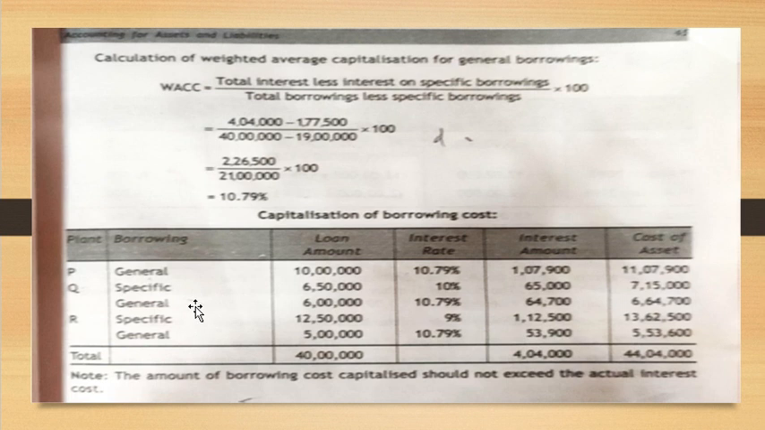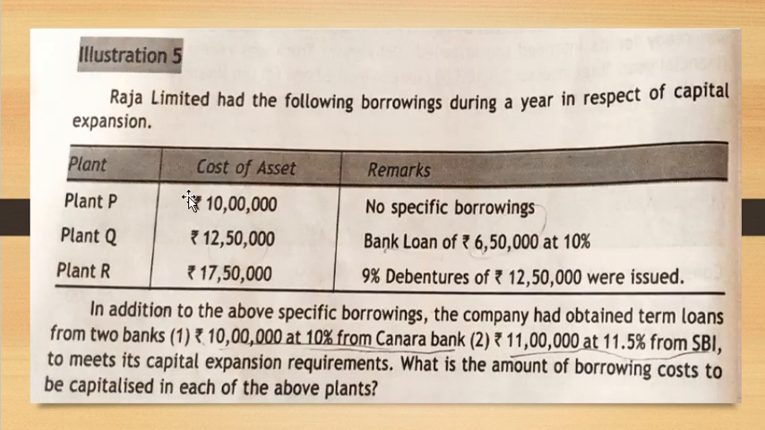64,700. Next, for acquiring plant R, the loan you have taken is only 12,50,000. So you have the remaining amount to be adjusted here. The general loan you have taken is 11 lakh, out of which 6 lakh is used to satisfy plant Q.